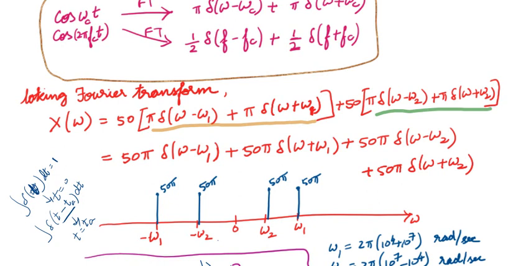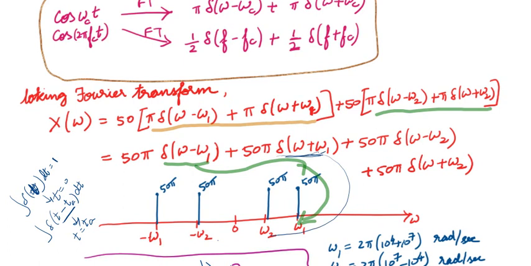If you look here, it is omega minus omega 1. So when omega is equal to omega 1, the magnitude is 50 pi. So this term corresponds to this frequency, right? Now come to the second term. We have 50 pi delta of omega plus omega 1. So omega should be equal to minus omega 1. So this term corresponds to this.